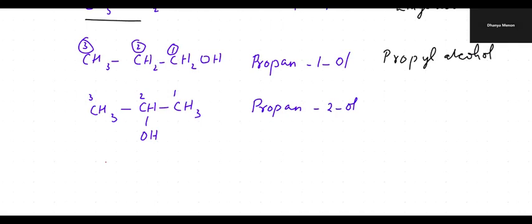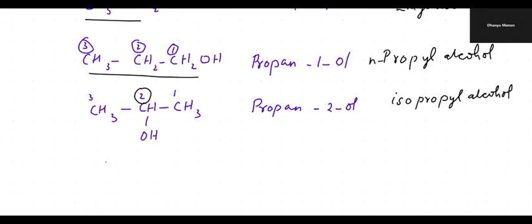Now, what is the common name here? Now over here, the connection is from the second carbon atom. The connection of the functional group is from the second carbon atom. So we call it as what? Isopropyl alcohol. And in the previous one, because it's a straight chain, we call it as normal propyl alcohol.